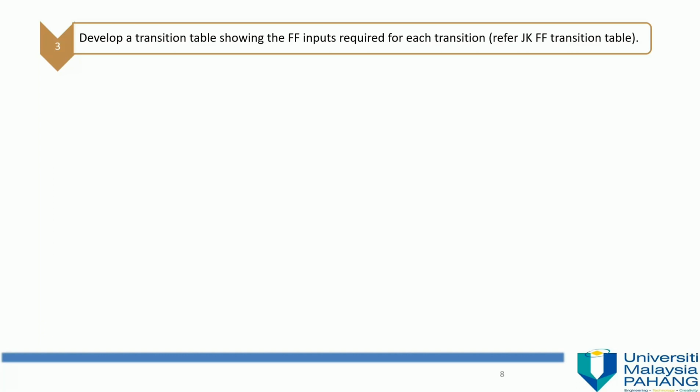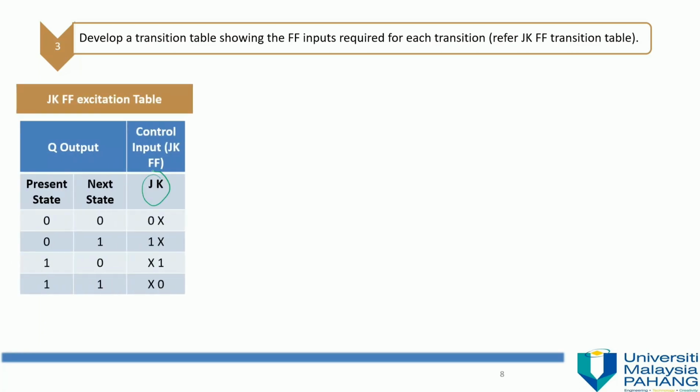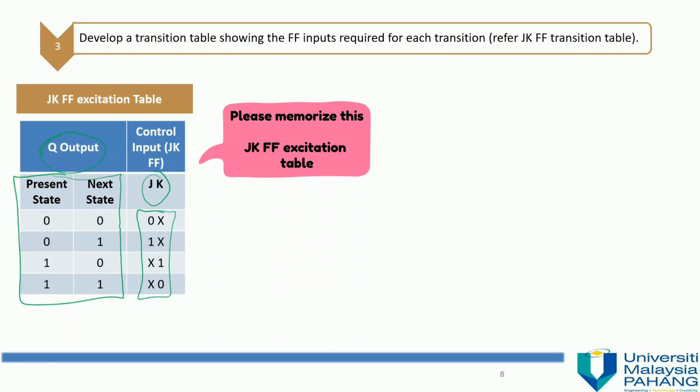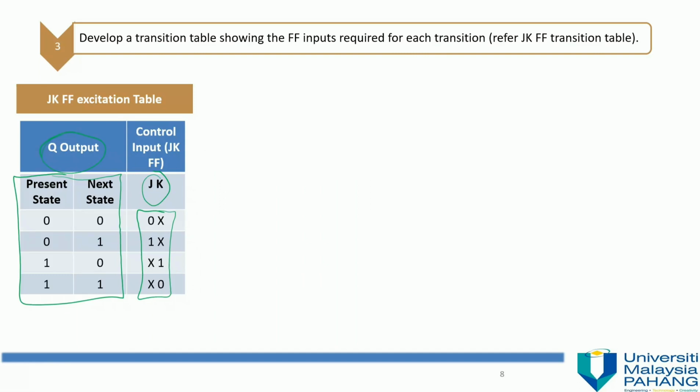The JK flip-flop transition table, and the JK input here, and then this is the output. So the table is inverted between the input and output. For output we have the present and next state, and from the present and next state we can know what the control inputs for J and K are. Please memorize this JK excitation table.